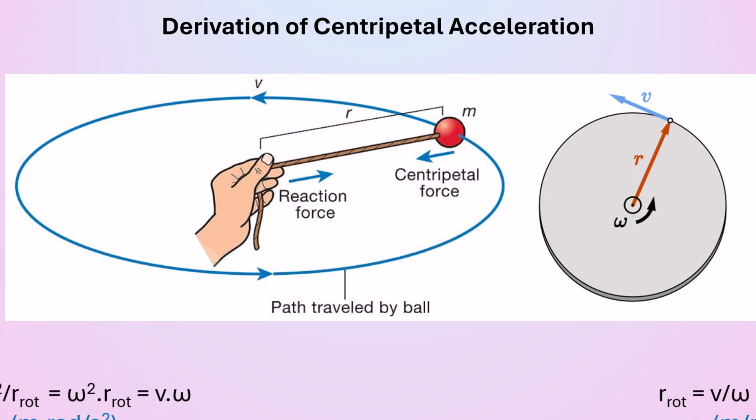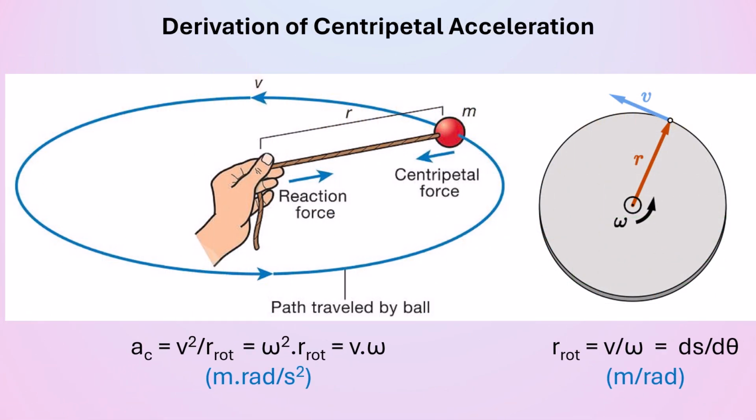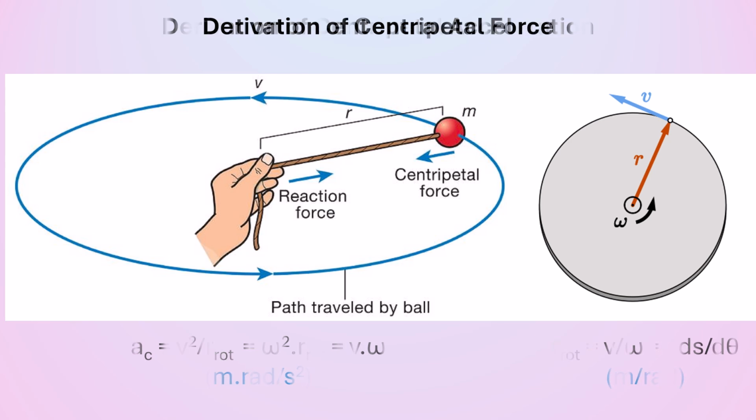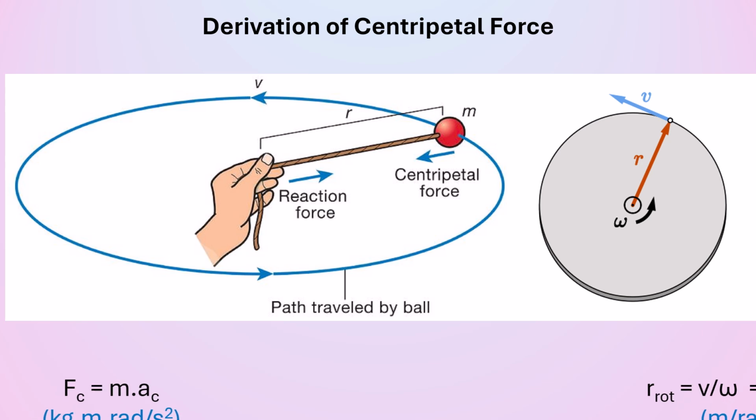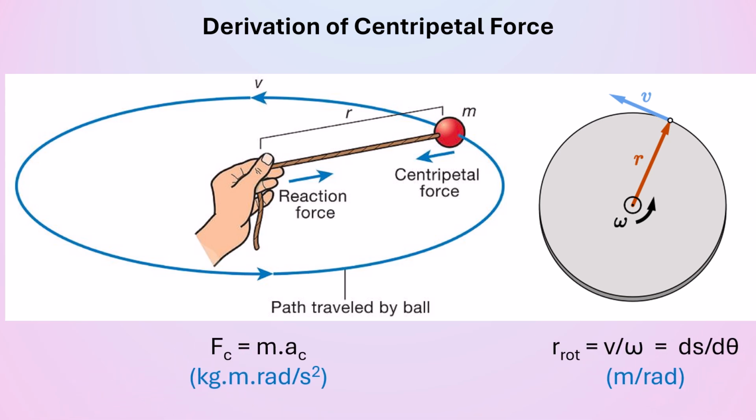Centripetal acceleration can be calculated as tangential velocity squared divided by rotational radius. It's also equal to angular velocity squared times rotational radius, which means that it's equal to tangential velocity times angular velocity. Thus, its proper unit should be meter radian per second squared. Centripetal force is mass times centripetal acceleration. Its proper unit should be kilogram meter radian per second squared.